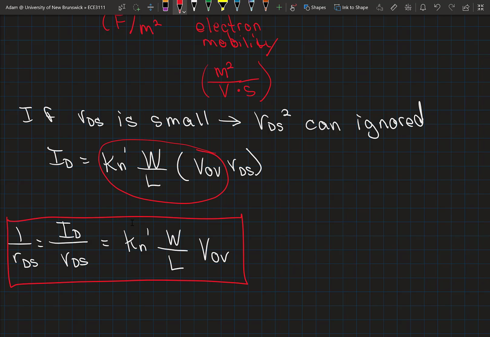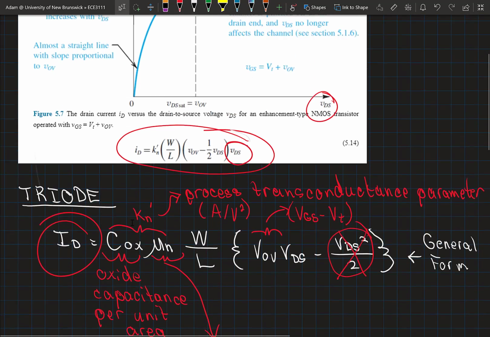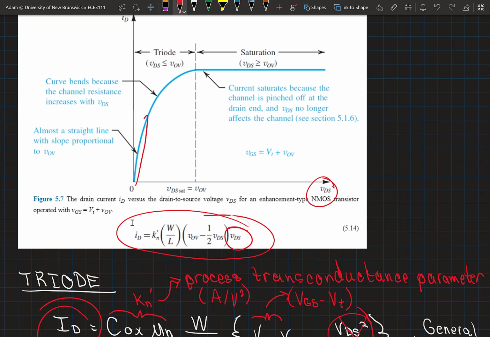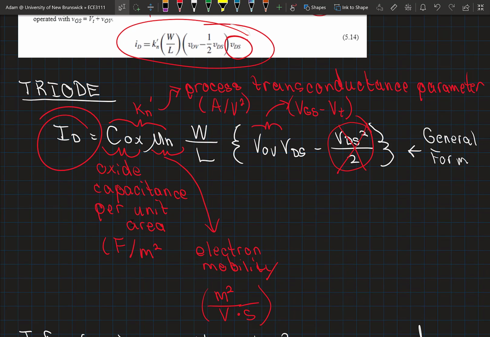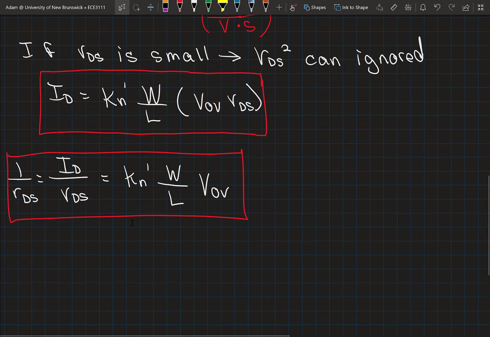Okay, so again, this does not cover the entire triode region. This simplification applies only to low levels of VDS, right? So down here where VDS is low, we can assume that it's negligible in the general form of our equation.